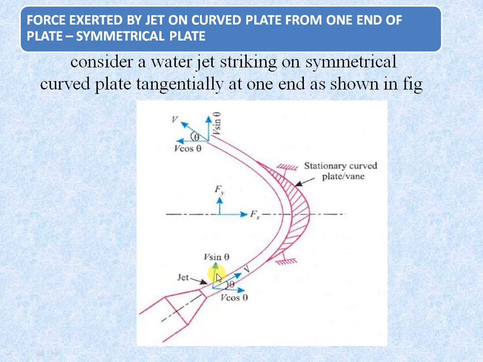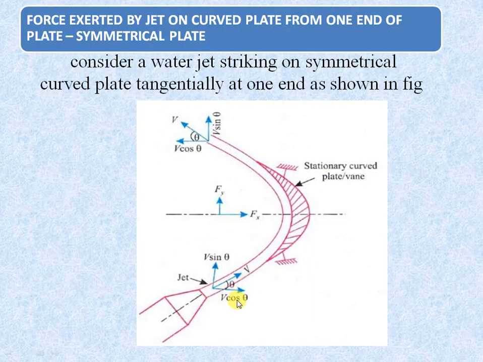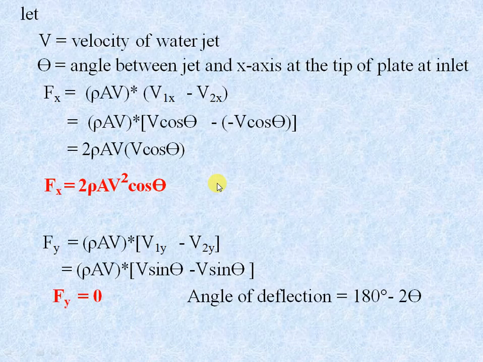Now by using the impulse momentum equation, we can calculate the Fx and Fy forces. Now look here, v is the velocity of the water jet, theta is the angle between the jet and x direction at the tip of the plate at inlet. So Fx is rho a v, v1x minus v2x. Now in this case, the initial velocity along the x direction is v cos theta, and the final velocity along the x direction is minus v cos theta. So you can see here v1x is v cos theta and v2x is minus v cos theta.